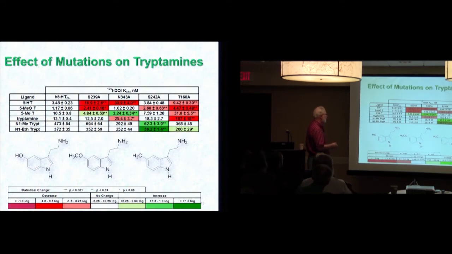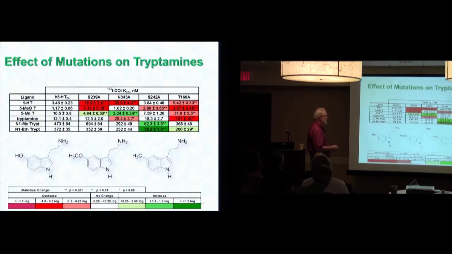So if we look at the tryptamines, 239 is that top serine that binds to the 5-oxygen of serotonin. If we mutate it to an alanine, you see in the wild type, we see a big drop-off in affinity. 5-methoxy, a big drop-off in affinity. But 5-methyl, we see an increase in affinity. Because when we mutate this from a serine to an alanine, we have alanine and methyl interacting. So now we have those van der Waals interactions that increase the affinity.